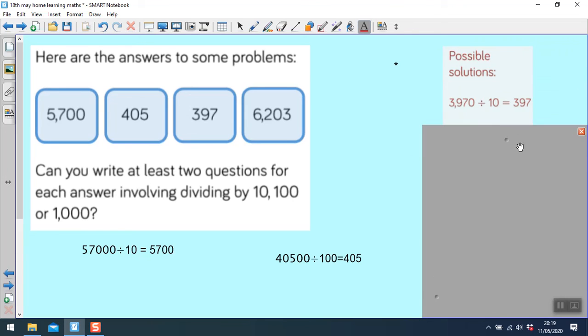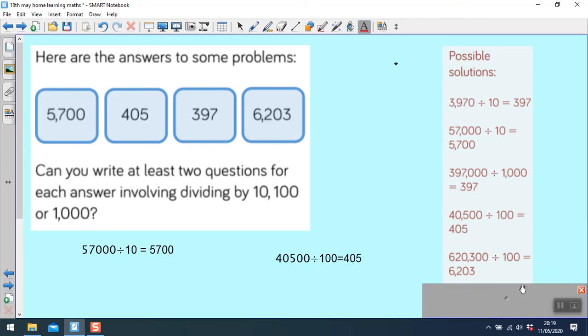There's many possible options, but here are some of them which you might have. 3,970 divided by 10 equals 397. 57,000 divided by 10 equals 5,700. That's what we've got. 397,000 divided by 1,000 equals 397. 40,500 divided by 100 equals 405. 620,300 divided by 100 equals 6,203.